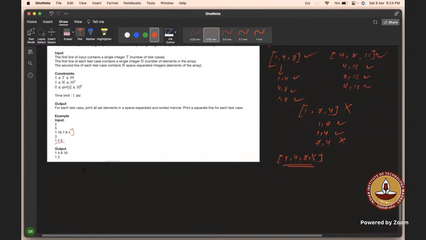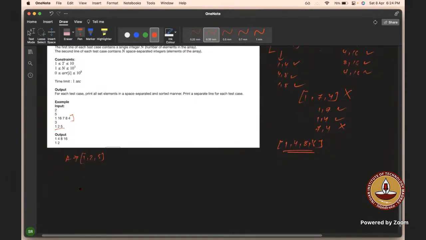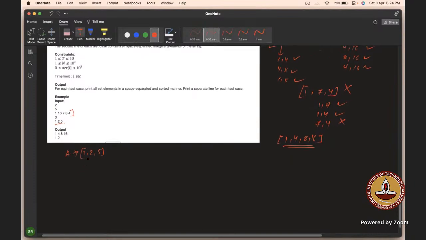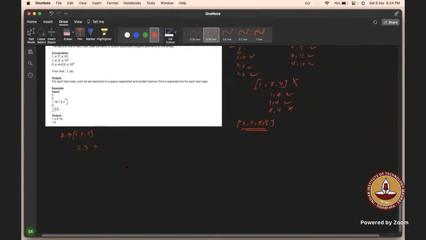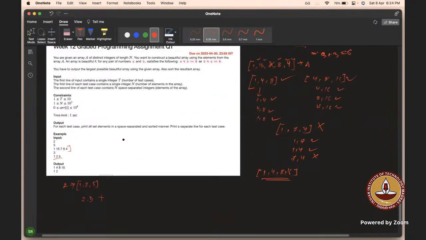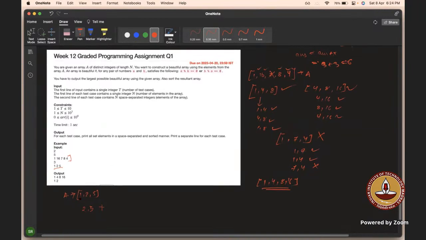If 1, 2, 5 is given as the array, can you pick 1, 2, 5? No, because 2, 5 is not valid, right? So you can only pick 1, 2 as a pair, and which is given in the answer, right?